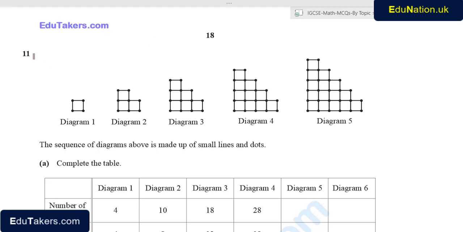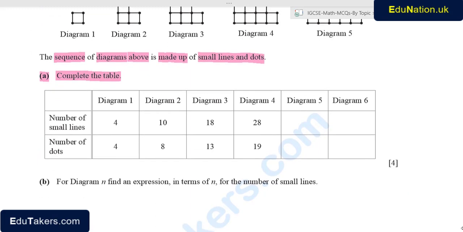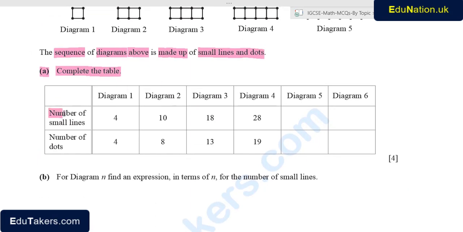Next is question number 11. The sequence of diagrams above is made up of small lines and dots. Part A, complete the table. In the table, the number of small lines and the number of dots are given.